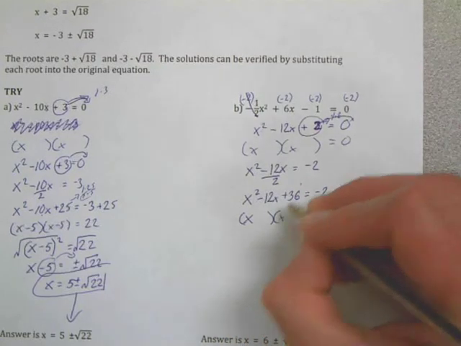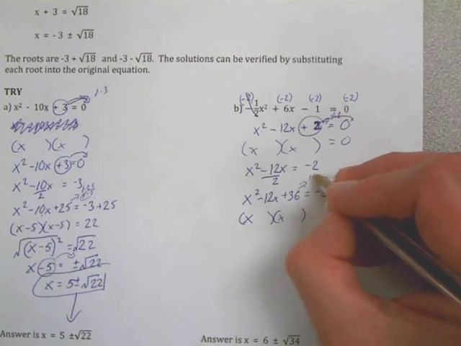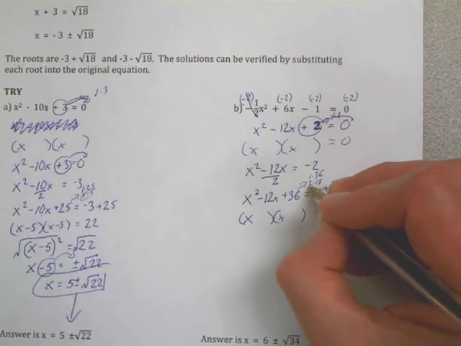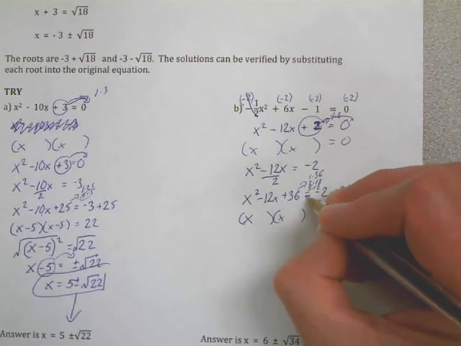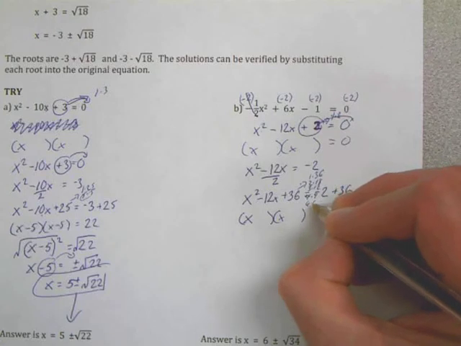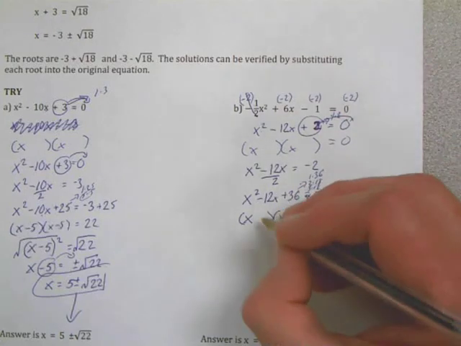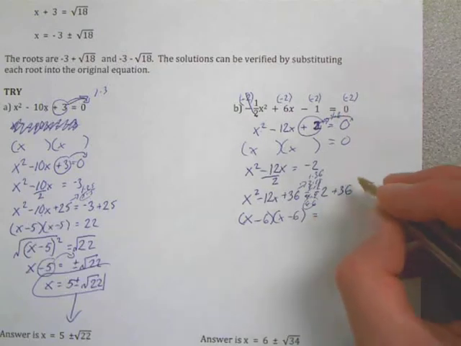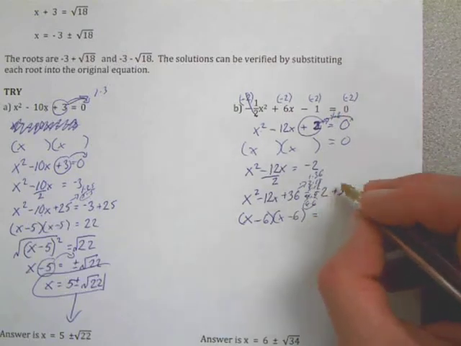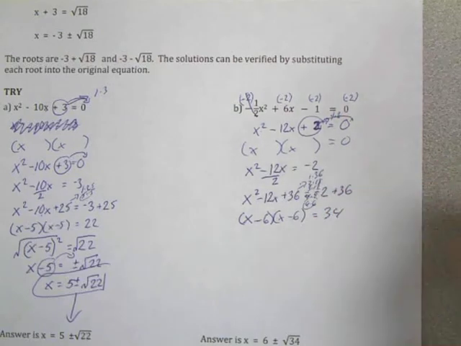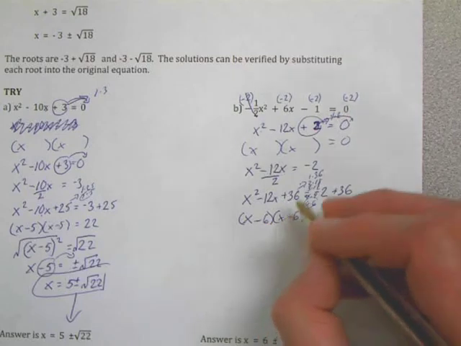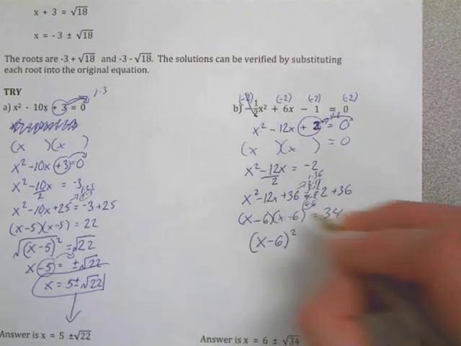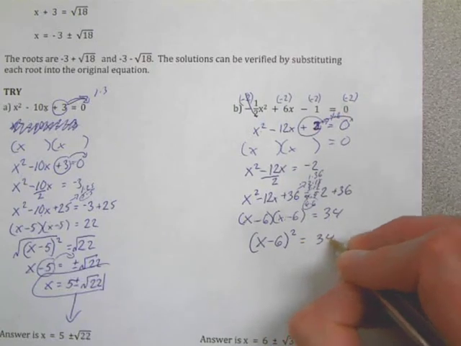X and an x. Numbers give me 36, or 1 times 36, 2 times 18, 3 times 12, 4 times 9, and 6 times 6. Out of those, what will give me 12 is 6. So it will be negative 6 minus 6. And on this side, I have negative 2 plus 36 is 34. These are the same, so it can be written down once. So x minus 6 squared, because there's 2 up here, is equal to 34.